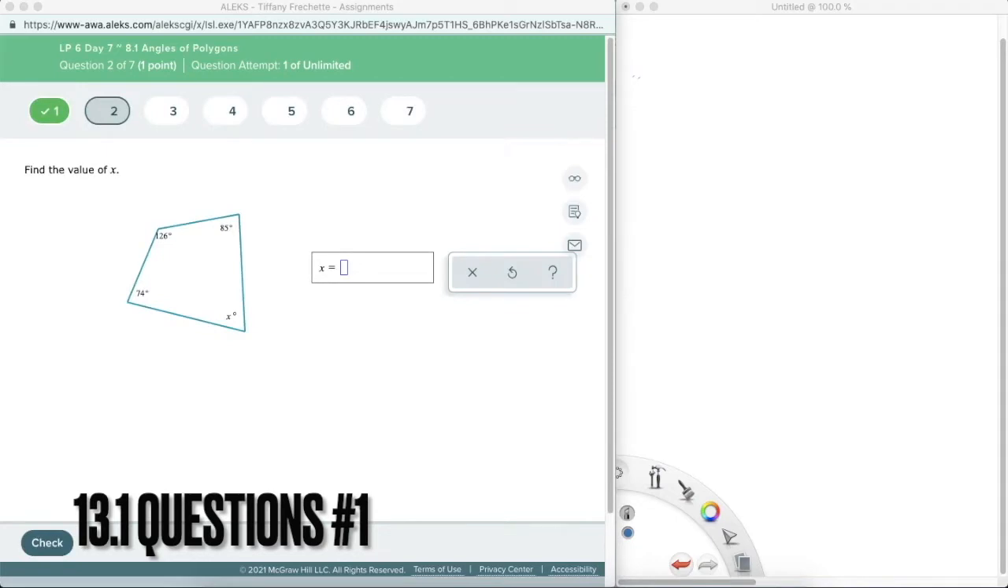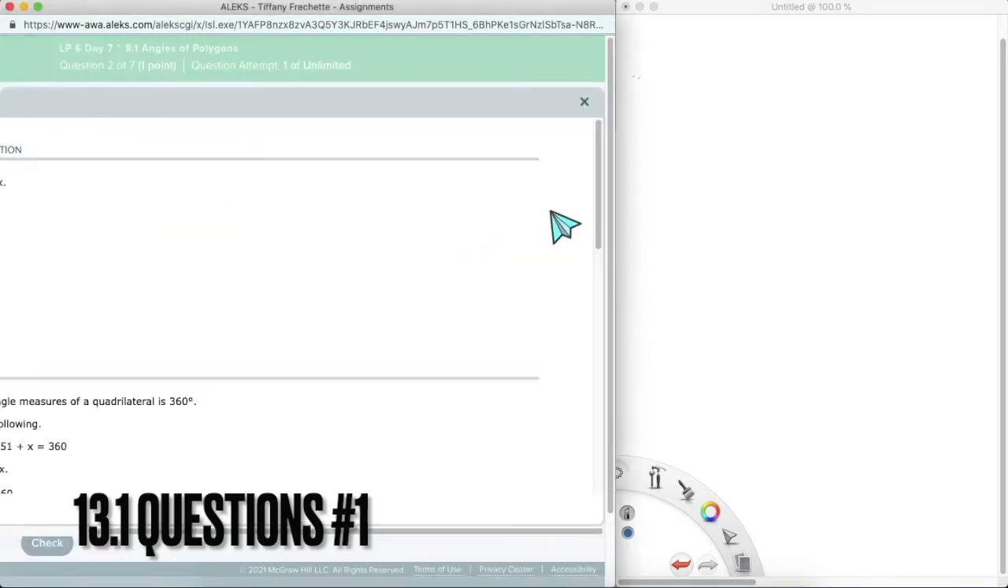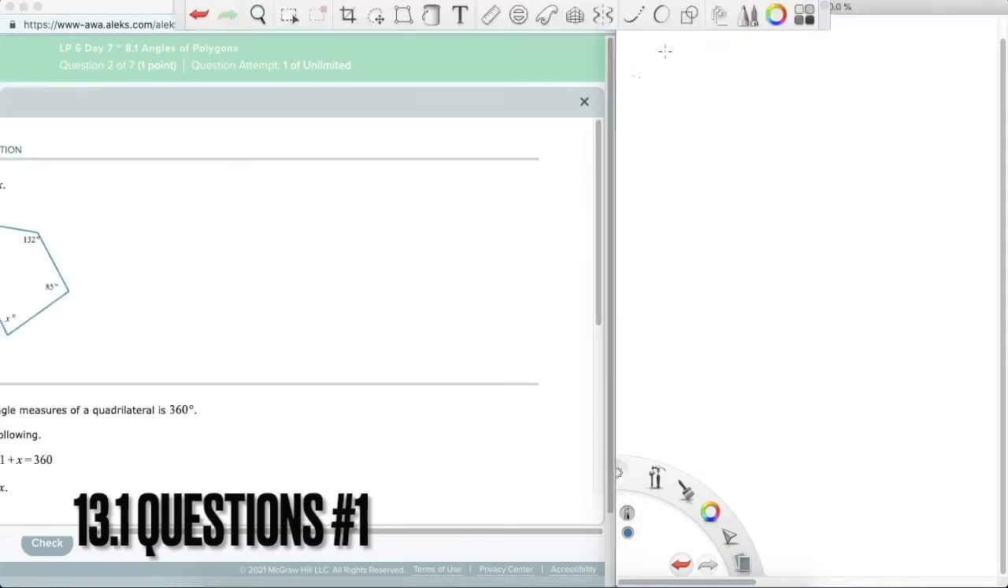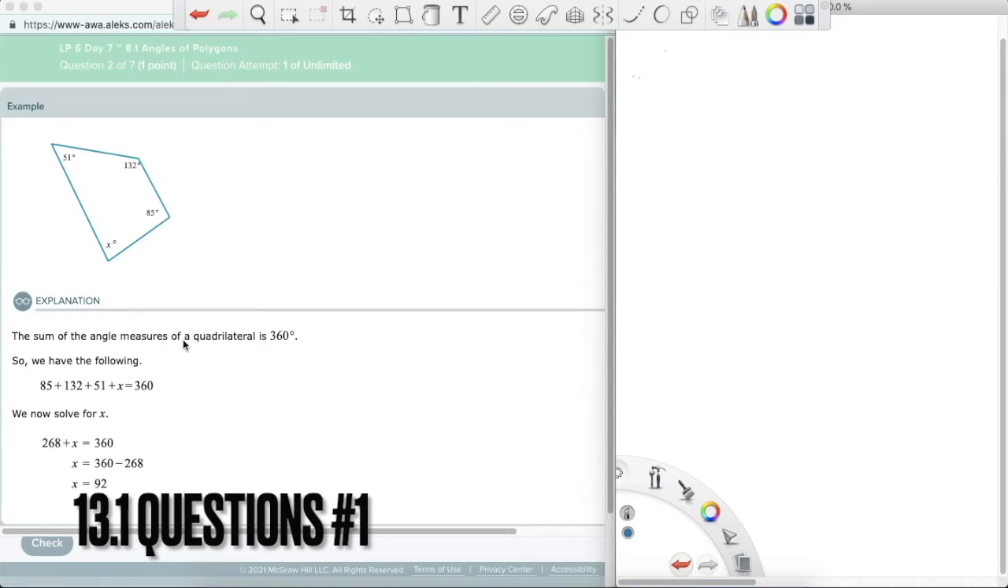All right, so it says find the value of x. So again, I'm going to go ahead and click on the example because one thing they do tell you in here is that if you have a quadrilateral, the sum of the angle measures of a quadrilateral is 360. Well, we were learning before that if we have a triangle, that it's 180. So we have 180 degrees.